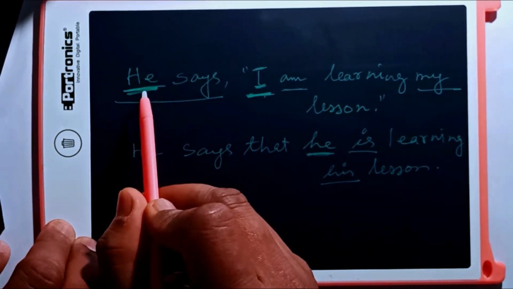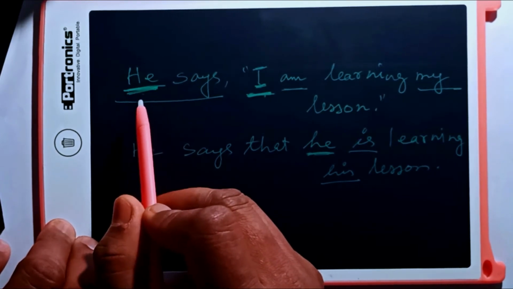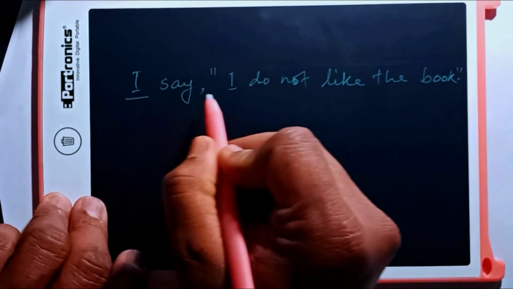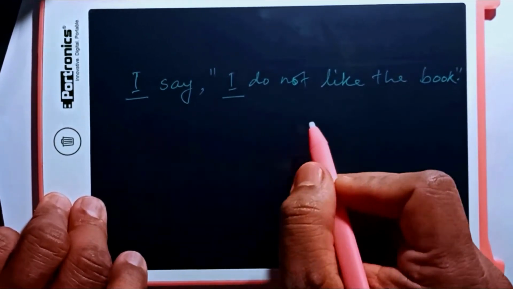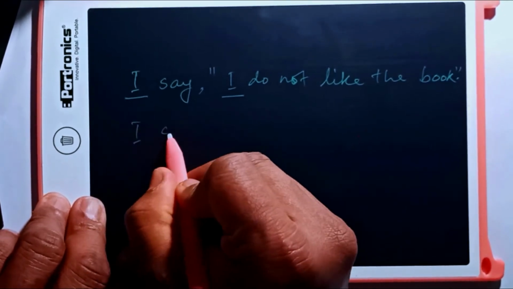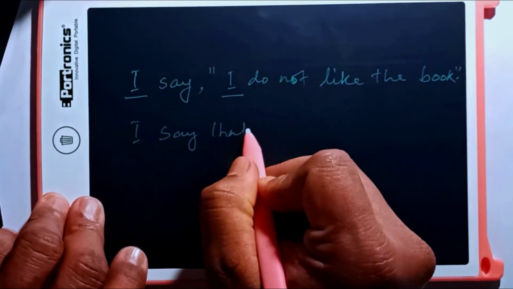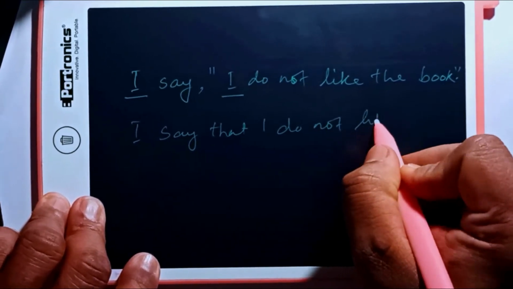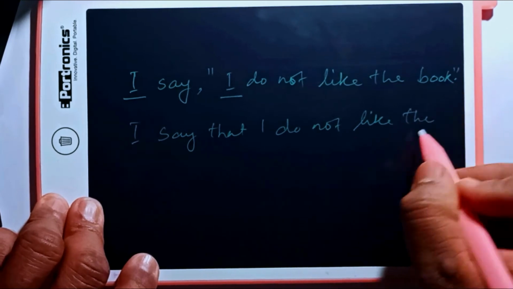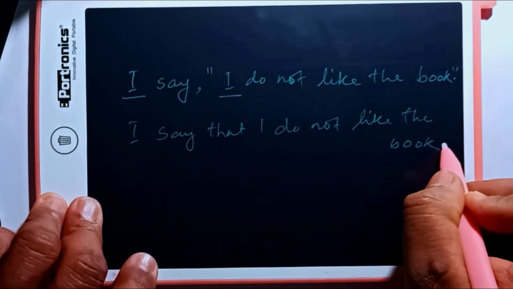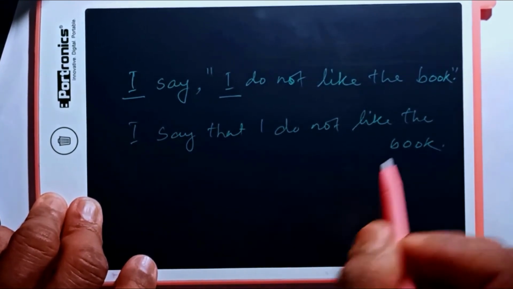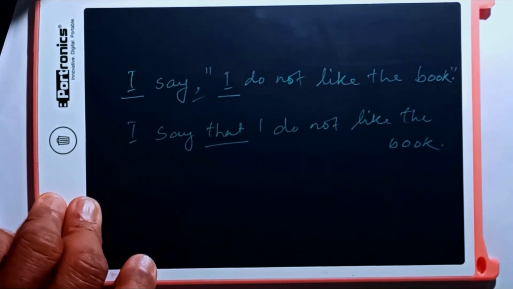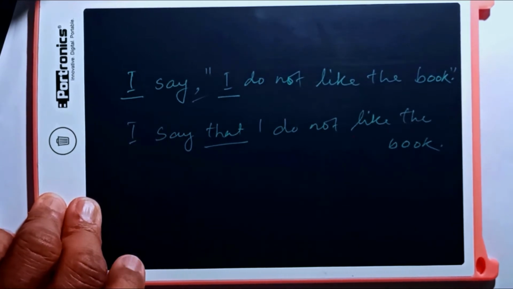Okay, in this example, I say, I do not like the book. This I and this I is same, so what we have to do is I say that I do not like the book. So nothing will be changed, only comma and inverted commas will go away, and then we introduce the conjunction as per the rule. So this much.